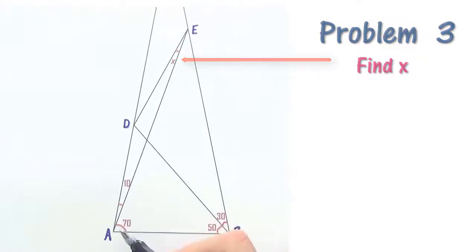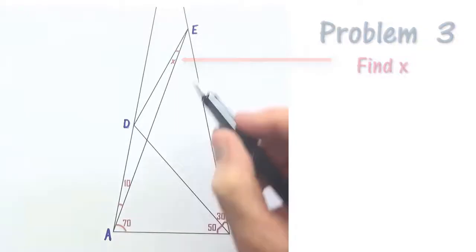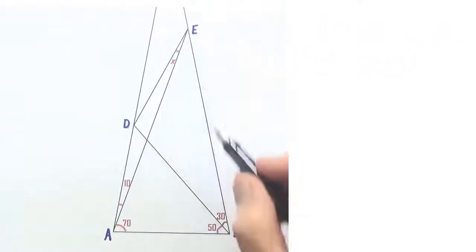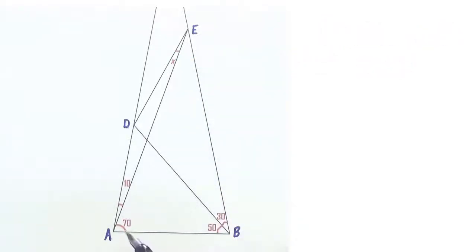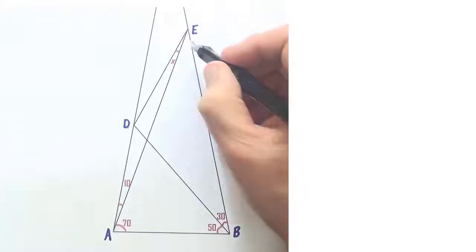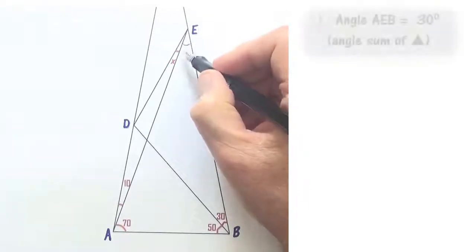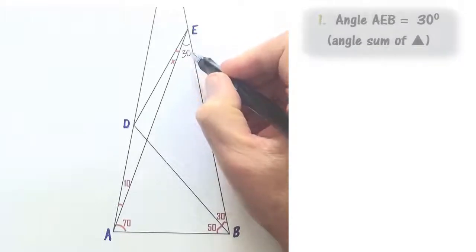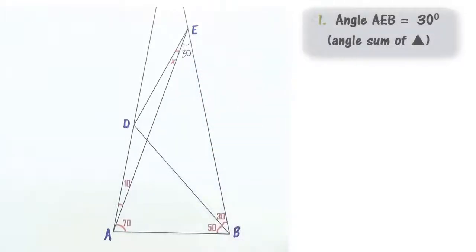The first triangle I want to look at is AEB, and I see it has angles of 70 degrees and 80 degrees. Well, that means angle AEB will be 30 degrees.